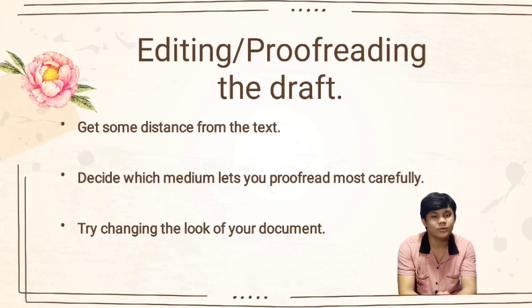Second is to decide which medium lets you proofread most carefully, because some people like to work right at the computer while others like to sit back with a printed copy so that they can mark up as they read. So it's up to you to decide on what medium lets you proofread the most carefully. Third is try changing the look of your document. Altering the size, spacing, color, or style of the text may trick your brain into thinking it's seeing an unfamiliar document, and that can help you get a different perspective on what you've written.